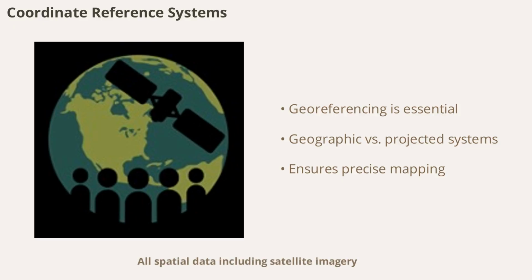All spatial data, including satellite imagery, must be georeferenced to a fixed point on Earth's surface. This is achieved using Coordinate Reference Systems (CRS), which pair data points with specific locations. Two main types of CRS are used: geographic and projected. Geographic systems are better for global data, while projected systems are more accurate for specific regions. Choosing the right CRS is vital for precise mapping and analysis.